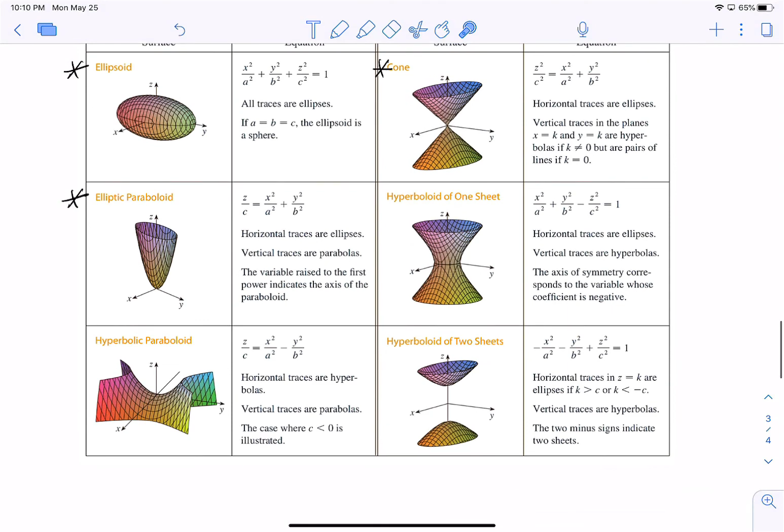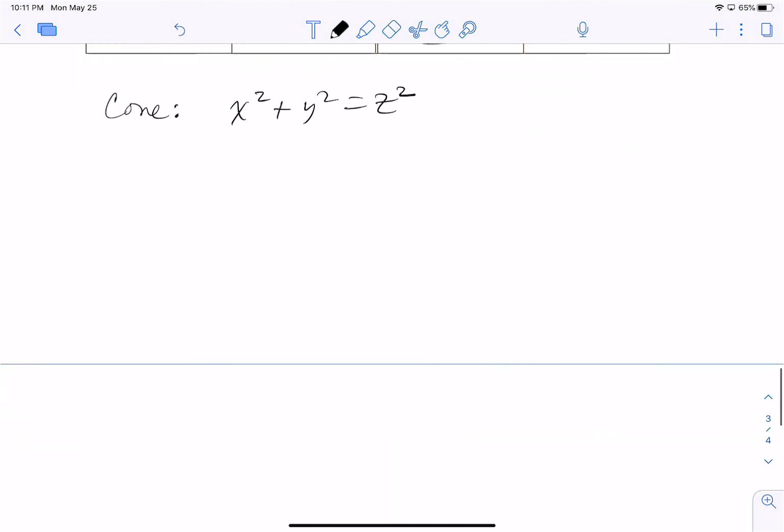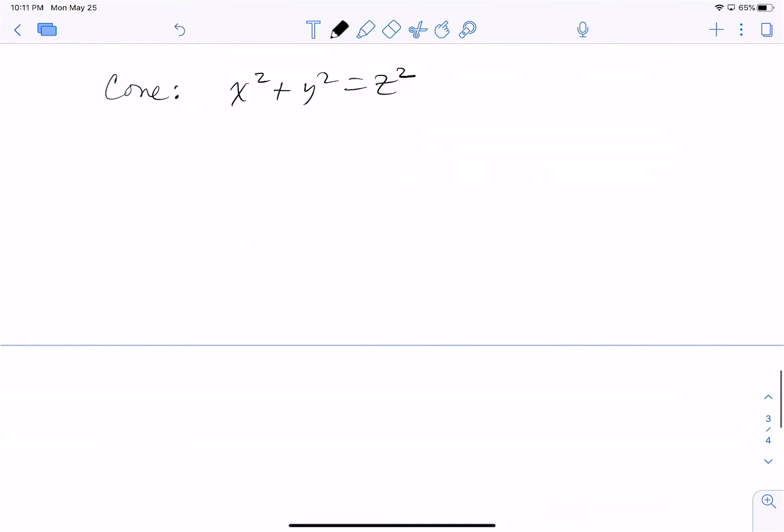So let's consider a cone. Let's say we have a basic equation, x squared plus y squared is equal to z squared. What we want to do is consider the traces for various values of z. So we can let z equal 0, 1, 2, and let's say 3. For good measure, we'll say -3 as well. If z equals 0, then we have x squared plus y squared is equal to 0. That's simply the origin.